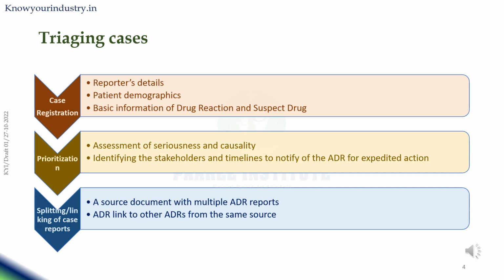All the 10 cases should be linked to each other, which means cross-referring the other 9 cases by providing their case identification numbers in one case. These are called linked reports, as these cases are received from a single report. This is how the triaging of the case is performed after receiving the valid ICSRs.